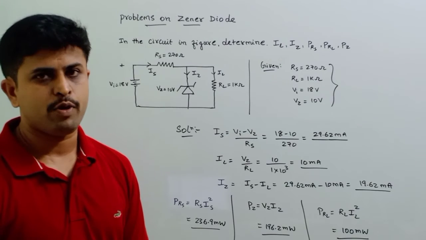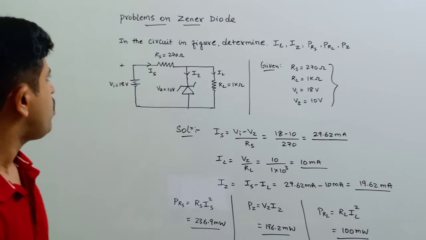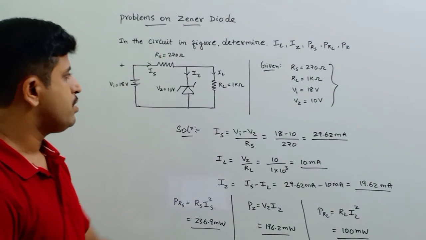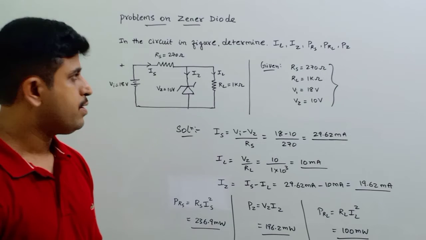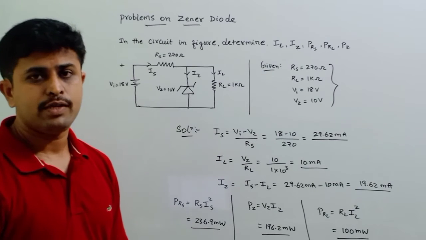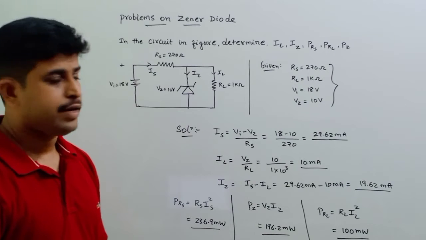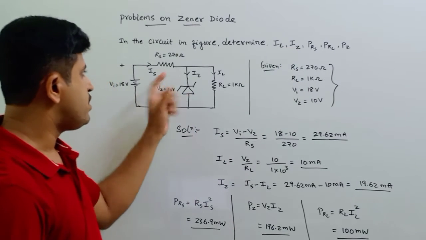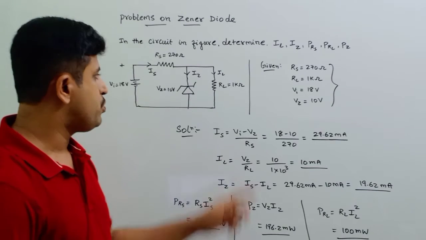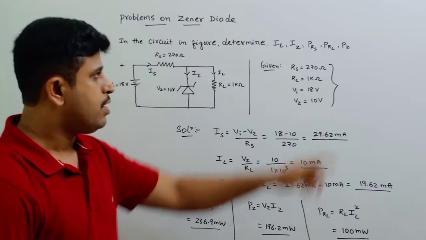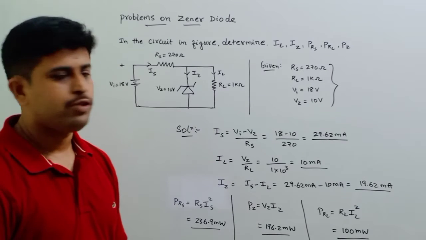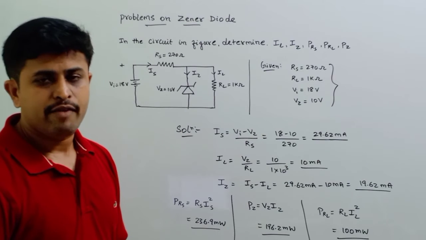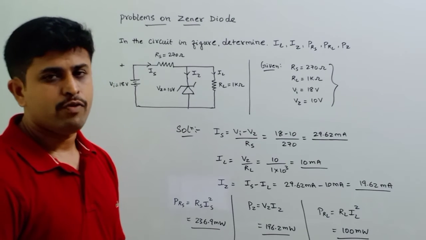Let's go with another problem. Here you can see we have a problem. In this they have given the circuit and they are asking to find IL, that is the load current, Iz, that is the current through the Zener diode, and they are asking to find the power dissipation through this Rs resistance, the power dissipation through this RL load resistance, and Pz, that is the power dissipation through this Zener diode. So let us calculate and find these values for this problem.